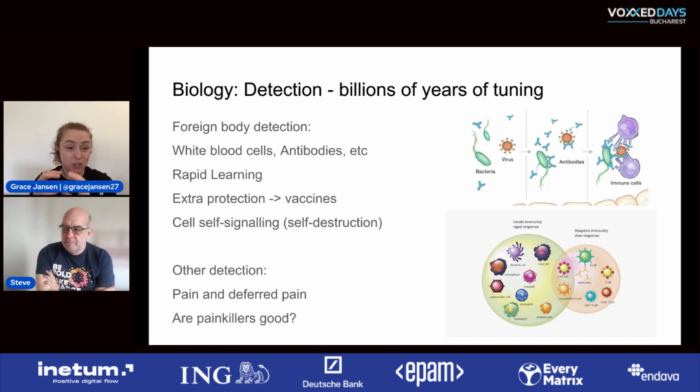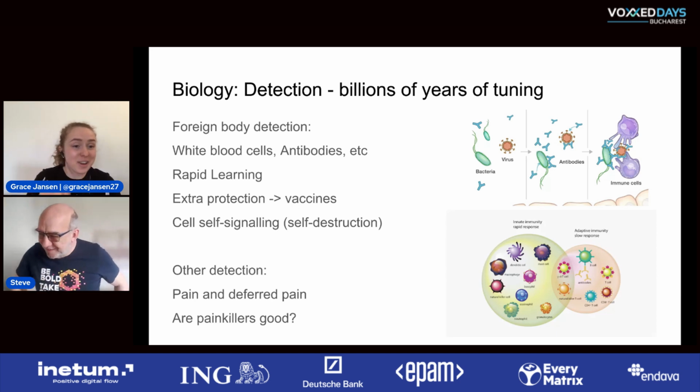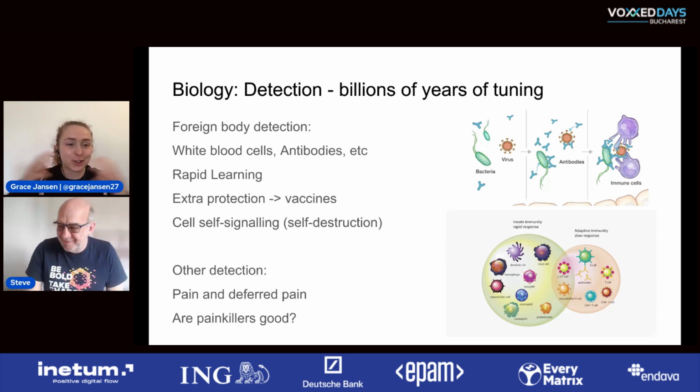So the individual cells themselves can detect when they've been infected, and they can signal to the rest of the body to say, kill me, I've been infected. So even they can self-sacrifice for the good of the body to be able to detect infection.